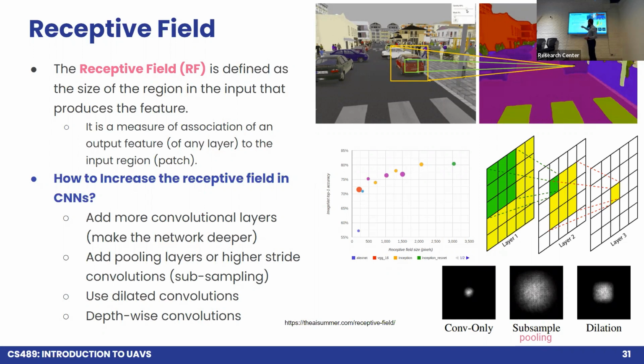Techniques that you already know: you add more convolution layers, so you go deeper. Okay, you add more pooling layers or higher-stride convolution, or use dilated convolution. Another way is also depth-wise convolution. These are the different techniques used in CNNs to increase the receptive field. So when we want to design a new CNN architecture, we need to think very smartly how to combine all these different features in order to optimize the receptive field with respect to the object classification.